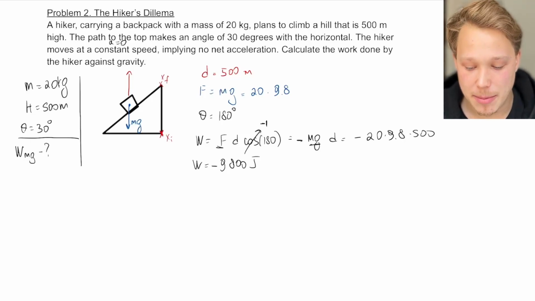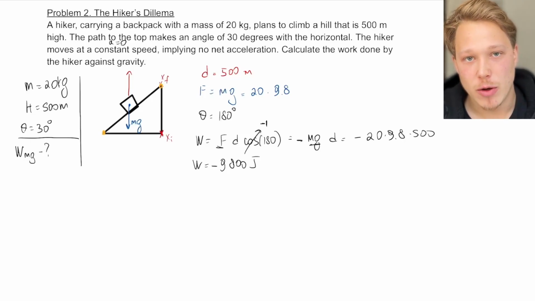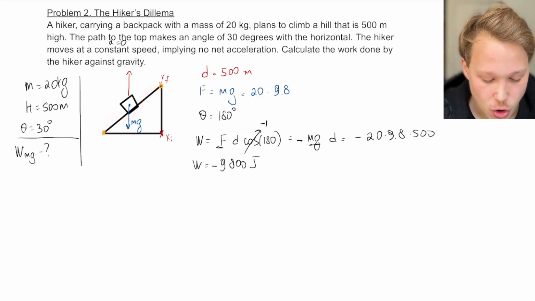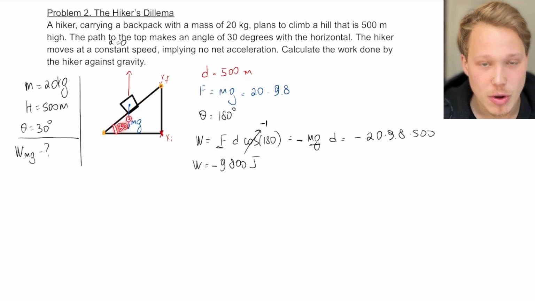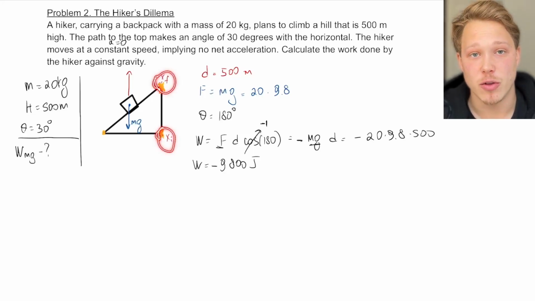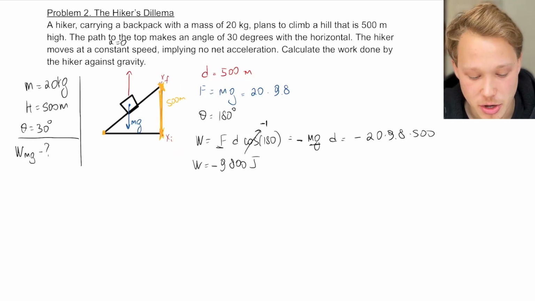Now, why did I include this problem? What does this problem demonstrate? What it demonstrates is that what matters when we're talking about work is the displacement. It doesn't matter what path the hiker took, or that the path was 30 degrees. The only thing that actually matters is his final displacement: his initial height and final height, where he ended up, 500 meters away from his initial point.